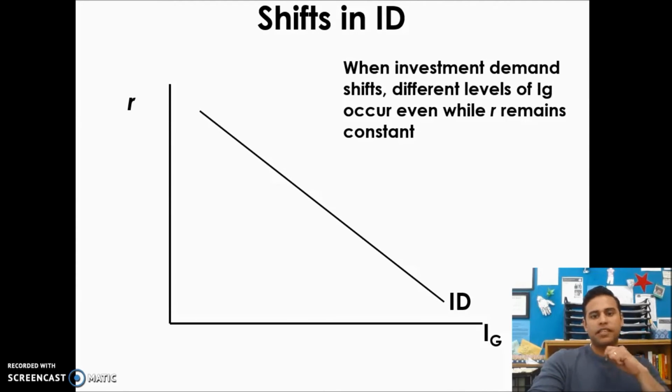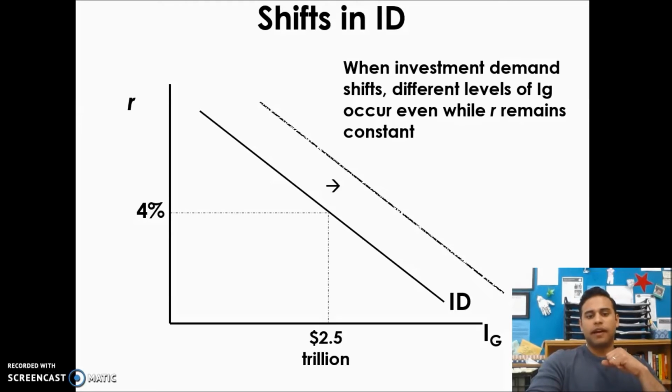So when investment demand shifts, different levels of gross private investment occur even while real interest rates remain constant. And that's what I illustrated on the whiteboard a couple of minutes ago. But let's go ahead and see how it looks illustrated. All right.